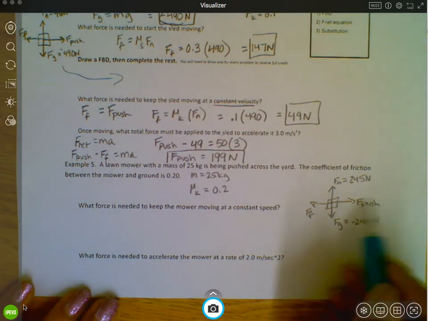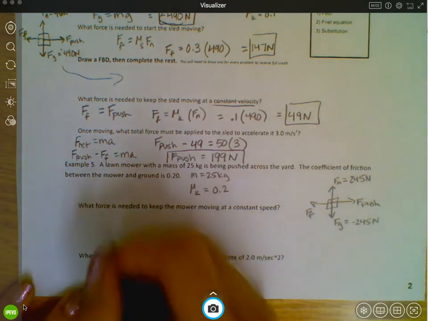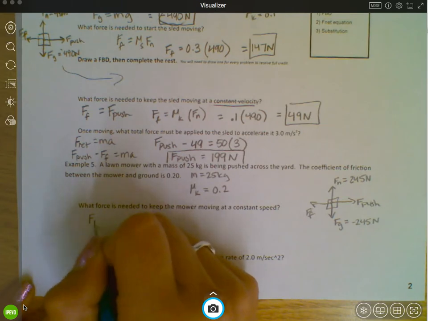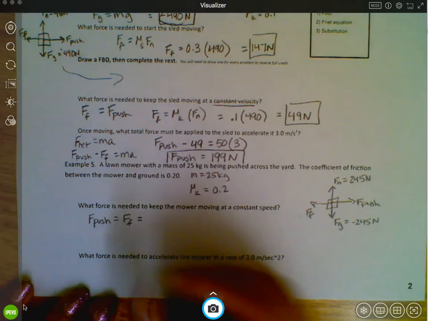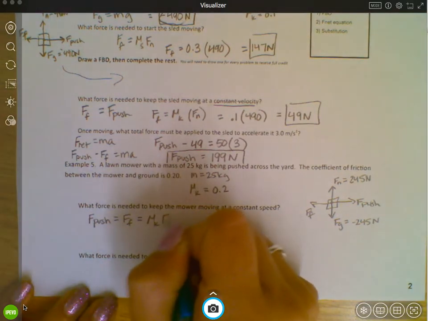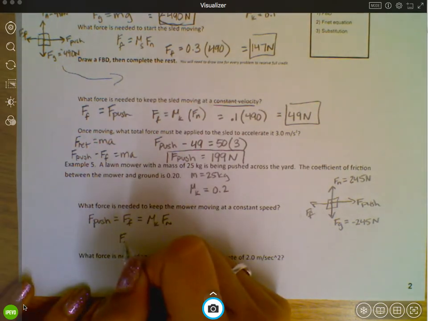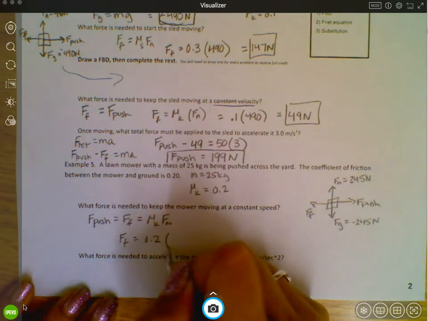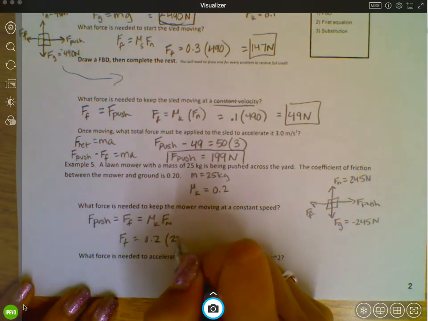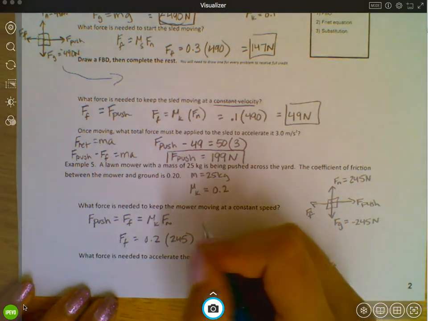And then I'm trying to figure out what this force needs to be to keep it moving at a constant speed. And if it's moving at a constant speed, then these two must be equal. So this force of friction is what I need to find in order to find the pushing force. Because I know the push force would equal the friction force, which equals mu times the normal force. It's the equation for friction. So the push force of the friction force is equal to 0.2 times 245. So I get 49 again.